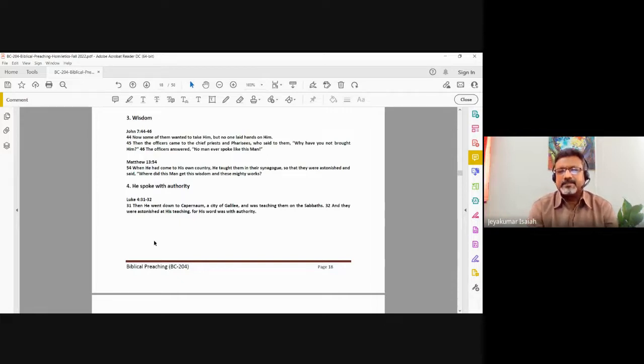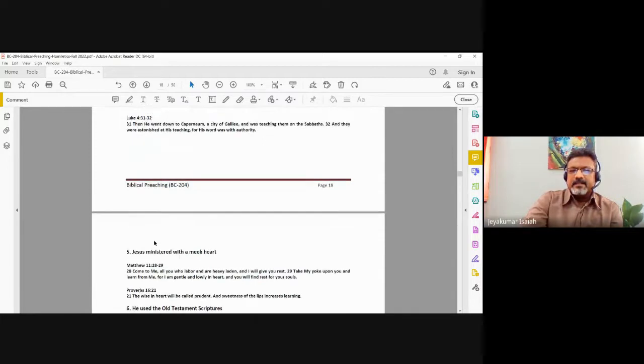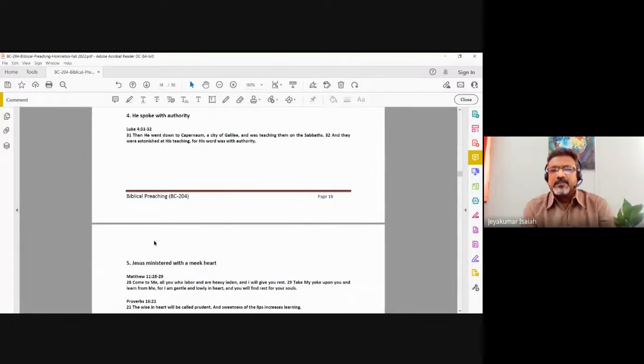Matthew 13, when he had come to his own country, he taught them in their synagogue, so that they were astonished and said, where did this man get his wisdom and these mighty works? You see that combination of wisdom and mighty works, right? Supernatural wisdom, supernatural works. Whatever he shared, the word that he ministered was characterized by wisdom. Not earthly wisdom, but heavenly wisdom, right? So we see that. Then the other thing they observed was that he spoke with authority.